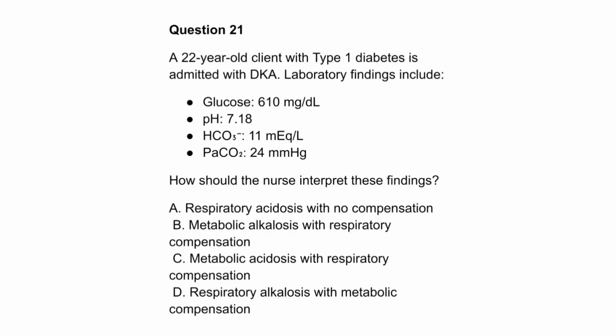Question 21. A 22-year-old client with type 1 diabetes is admitted with DKA. Laboratory findings include glucose, 610 milligrams per deciliter, pH, 7.18, HCO3, 11 milliequivalents per liter, PaCO2, 24 millimeters of mercury. How should the nurse interpret these findings? A. Respiratory acidosis with no compensation. B. Metabolic alkalosis with respiratory compensation. C. Metabolic acidosis with respiratory compensation. D. Respiratory alkalosis with metabolic compensation.